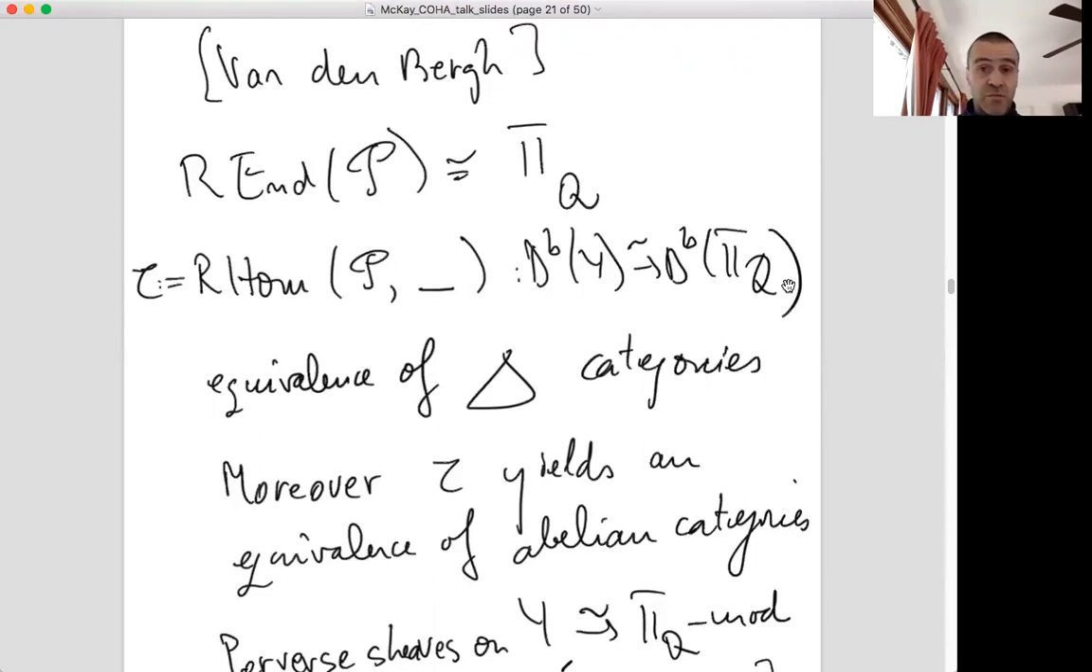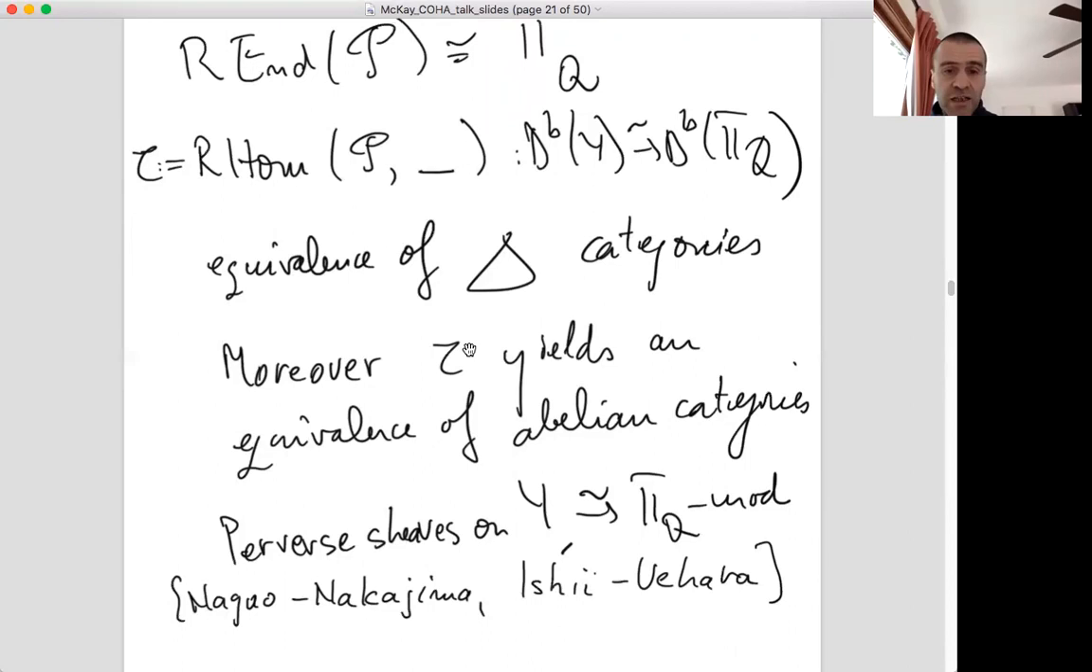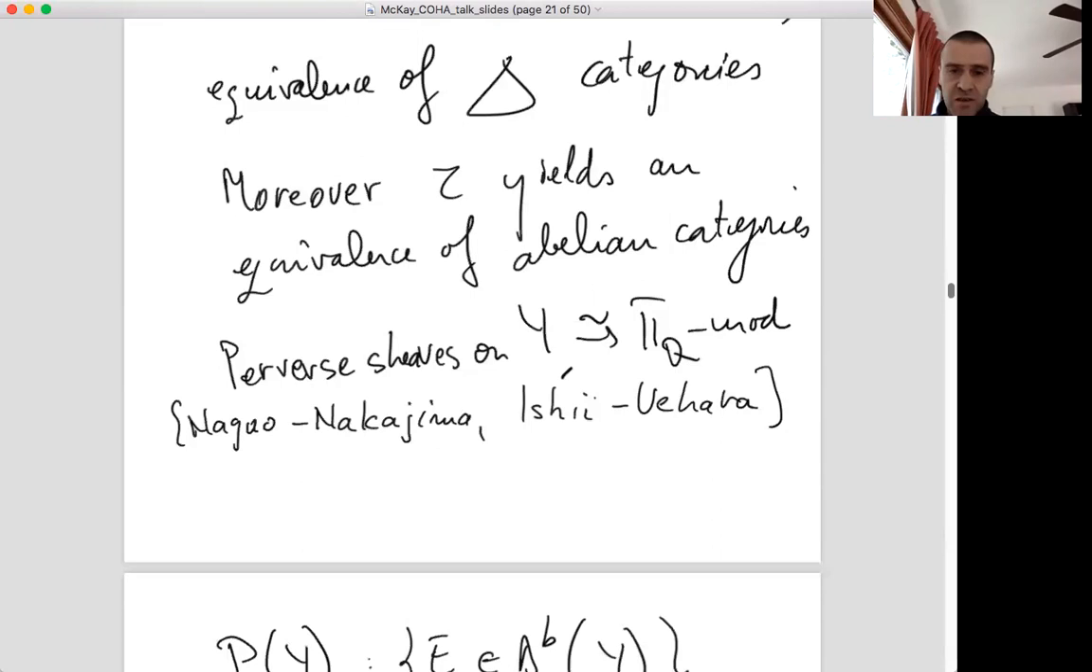And furthermore, this gives you more than that. It gives you an equivalence of abelian categories between some category of perverse coherent sheaves on Y and the natural heart of the T-structure on the quiver side, which is just the abelian category of representations of pi Q. This was studied in many instances by Nagao and Nakajima, for example, in even more general terms, having to do with three-dimensional singularities. You have a paper by Ishii and Uehara discussing stability conditions and the Bridgeland stability conditions and so on. So it's a well-studied object.